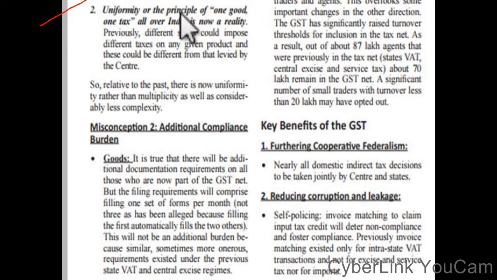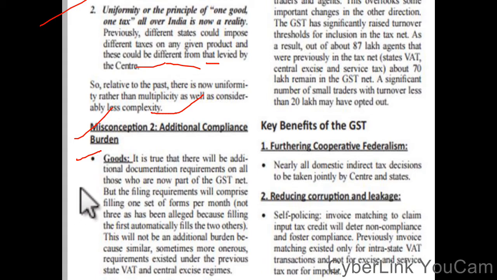The uniformity of the principle of one good, one tax all over India is now a reality. Previously, different states could impose different taxes on any given product, and this could be different from that levied by the center. So relative to the past, there is now uniformity rather than multiplicity, as well as considerably less complexity.